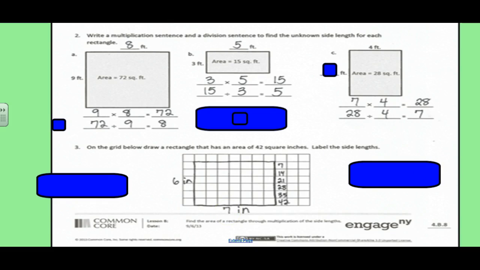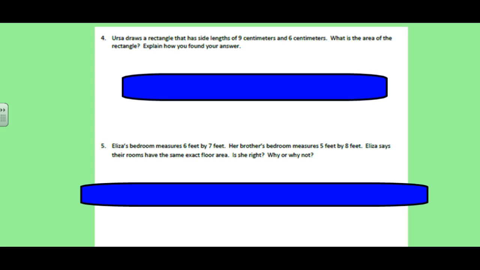Okay, we're going to move on to the back side of the problem set. Number 4 says Ursa draws a rectangle that has side lengths of 9 centimeters and 6 centimeters. What is the area of the rectangle and explain how you found your answer? I want you to use an area model. And remember, whenever you're using an area model, your rectangle is not going to have all the squares in it. You're just going to draw a blank rectangle, but you're going to label the side lengths.